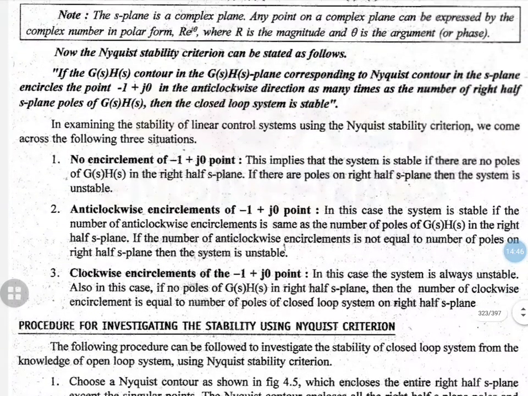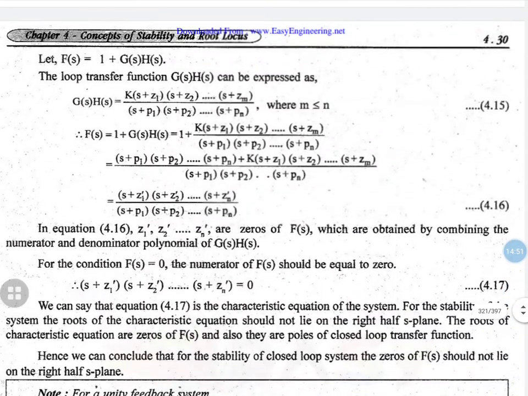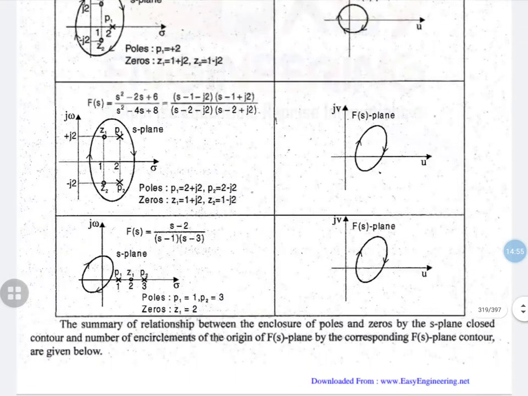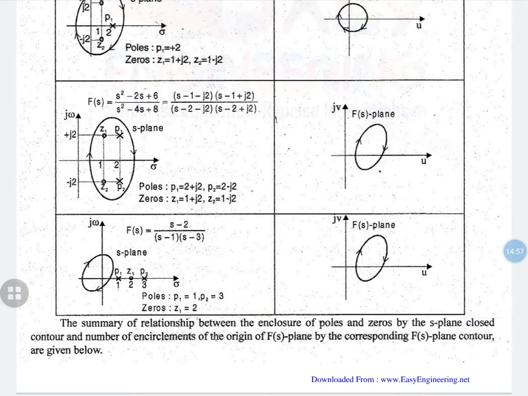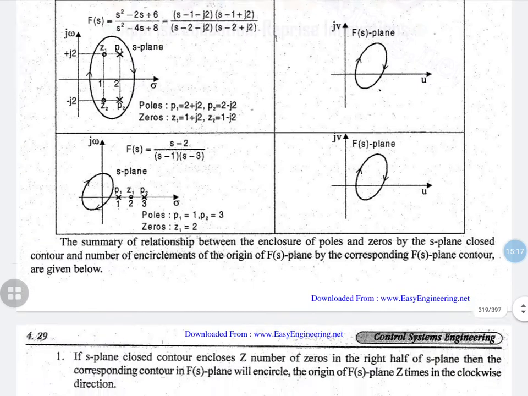Okay, so this is what the common cases are. The summary of the relationship between the enclosure of poles and zeros by the S-plane closed contour, and the number of encirclements of the origin of the F(S)-plane by the corresponding F(S)-plane contour, are given below.